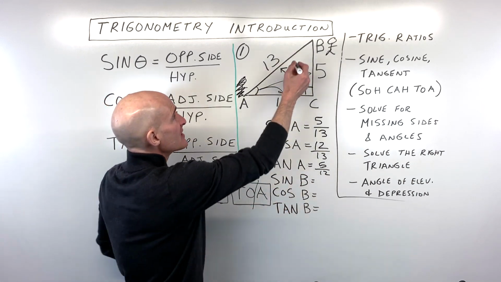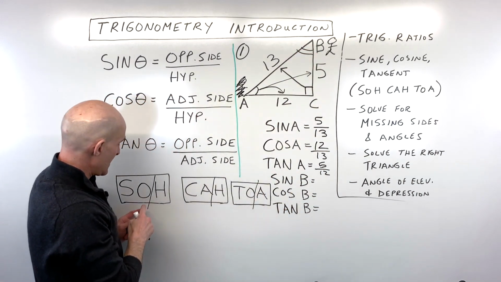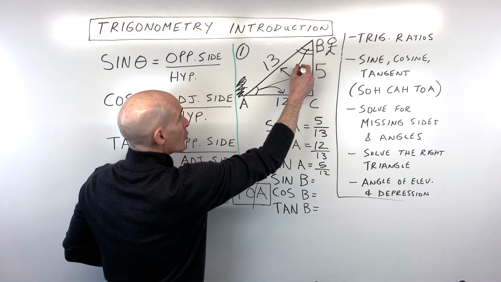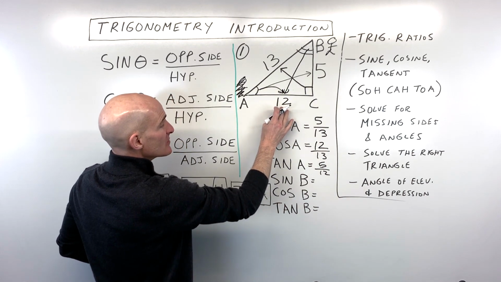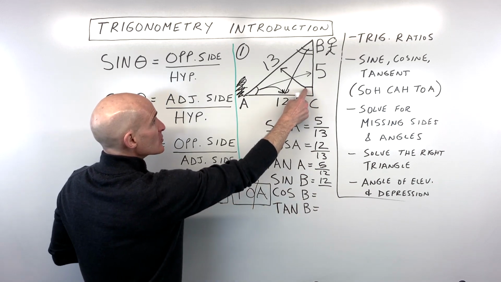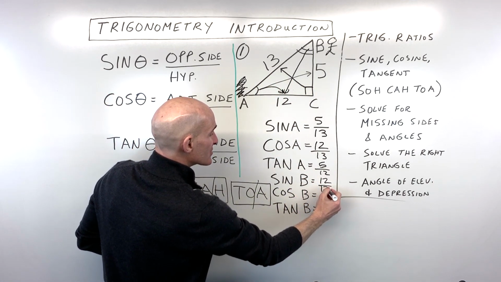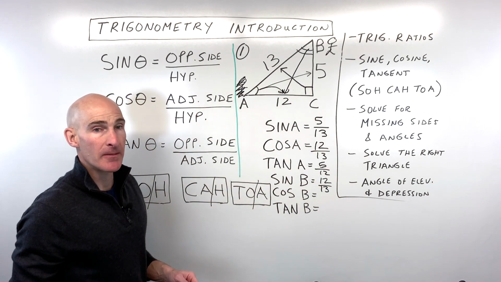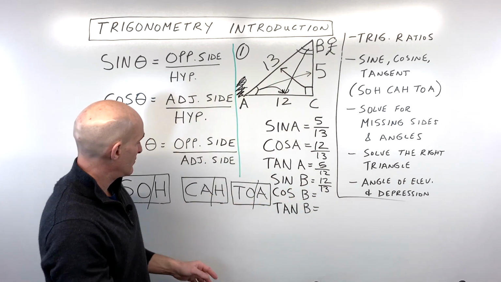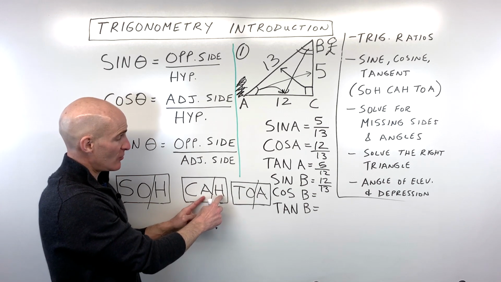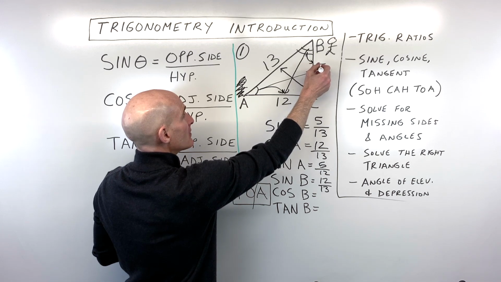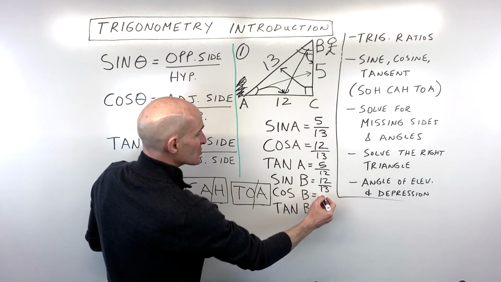So if we're here at this angle, the sine, remember, is the opposite divided by the hypotenuse. Here for the opposite, we're going to have to go across. So opposite is going to be 12 over the hypotenuse, which is always the one across from the right angle, which is 13. So our sine of angle B is 12 over 13. Now what about the cosine of angle B? Well, the cosine is the adjacent over the hypotenuse. So here the adjacent is going to be the one next to the angle, 5, over the hypotenuse, which is 13.